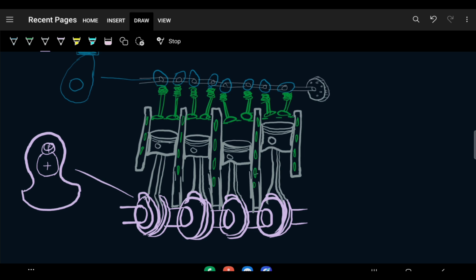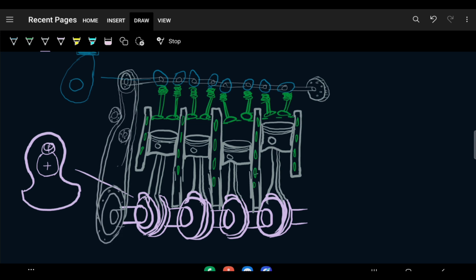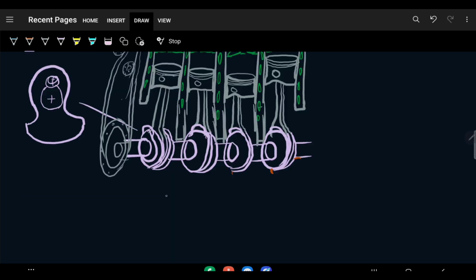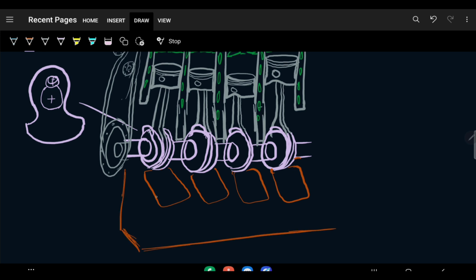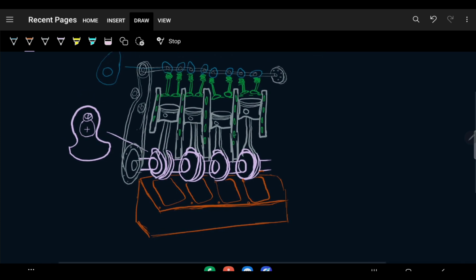And the timing of the camshaft is controlled by something called a timing belt or a timing chain. So the crankshaft and the camshaft have to work together perfectly. So this timing belt is something that does that work. And also, this makes sure that the valves open and close at exactly the right time relative to the piston.